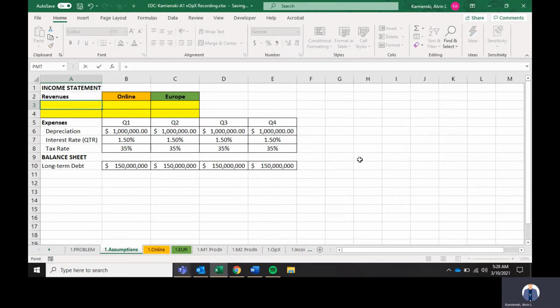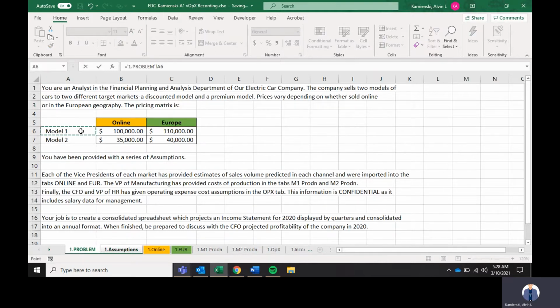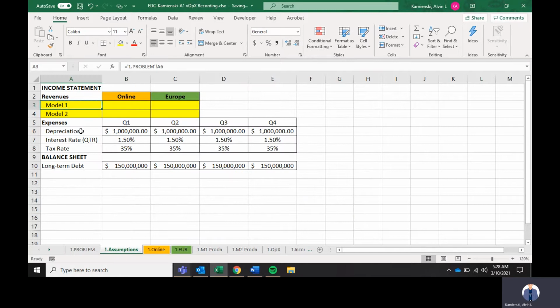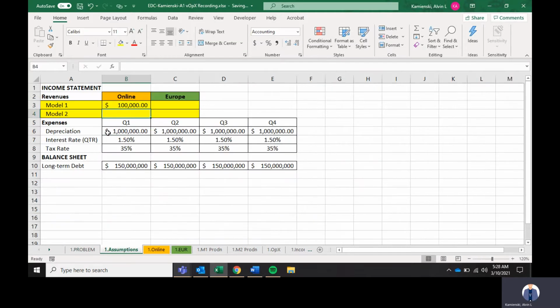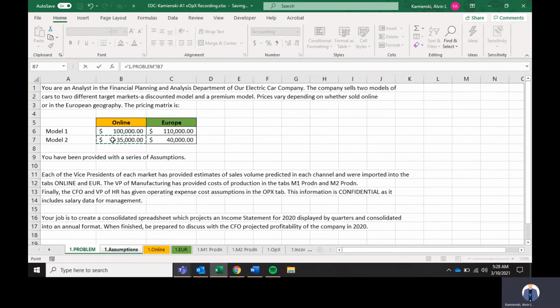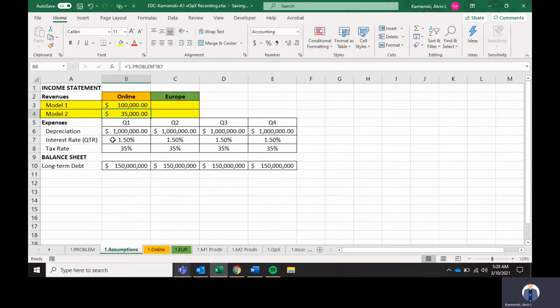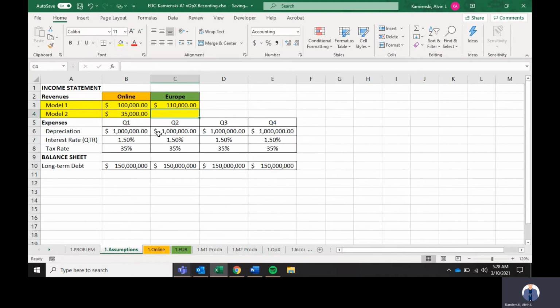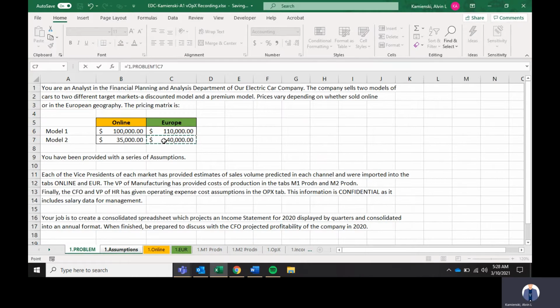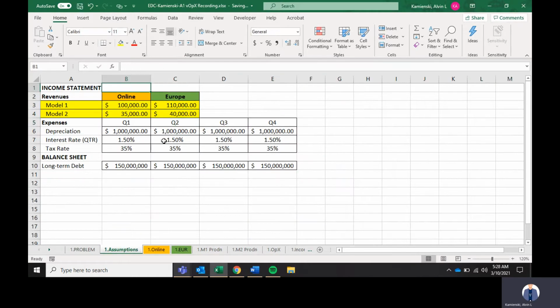First thing is we think about our revenues. We are going to have two different models, Model 1 and Model 2. Online, Model 1 is going to cost $35,000 and Model 2 is going to cost $100,000. Switch that. Model 1's 100, Model 2's 35. In Europe, Model 1's going to cost $110,000 and Model 2 will cost $40,000.